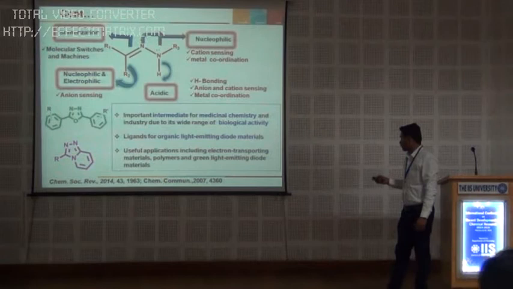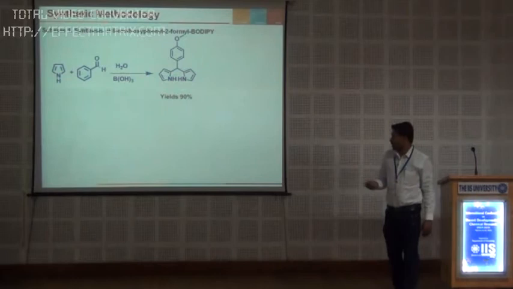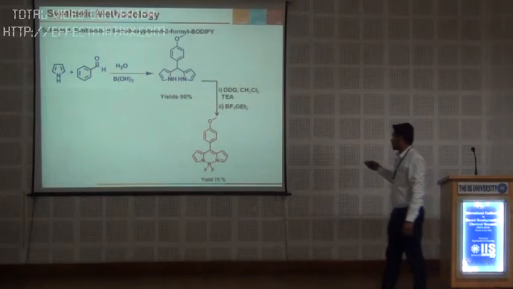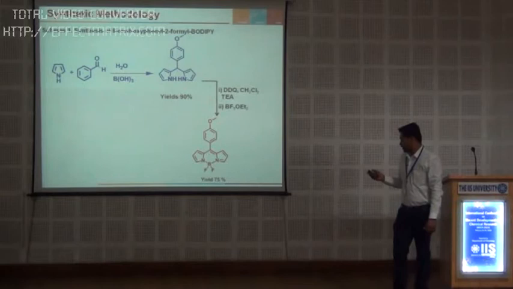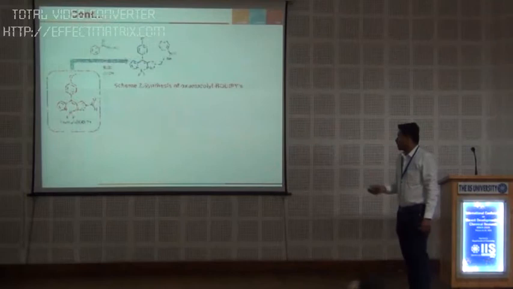We are inspired by these molecules, and we have designed some BODIPY-attached molecules. For that, we first synthesized BODIPY by simple condensation reactions in water with boric acid from pyrroles and aldehydes, generally getting 80 to 90% yield. This is followed by oxidation and complexation. After achieving this, we used Vilsmeier formylation reagents for the formylation of this BODIPY in 85% yield, achieving the key intermediate BODIPY formyl.